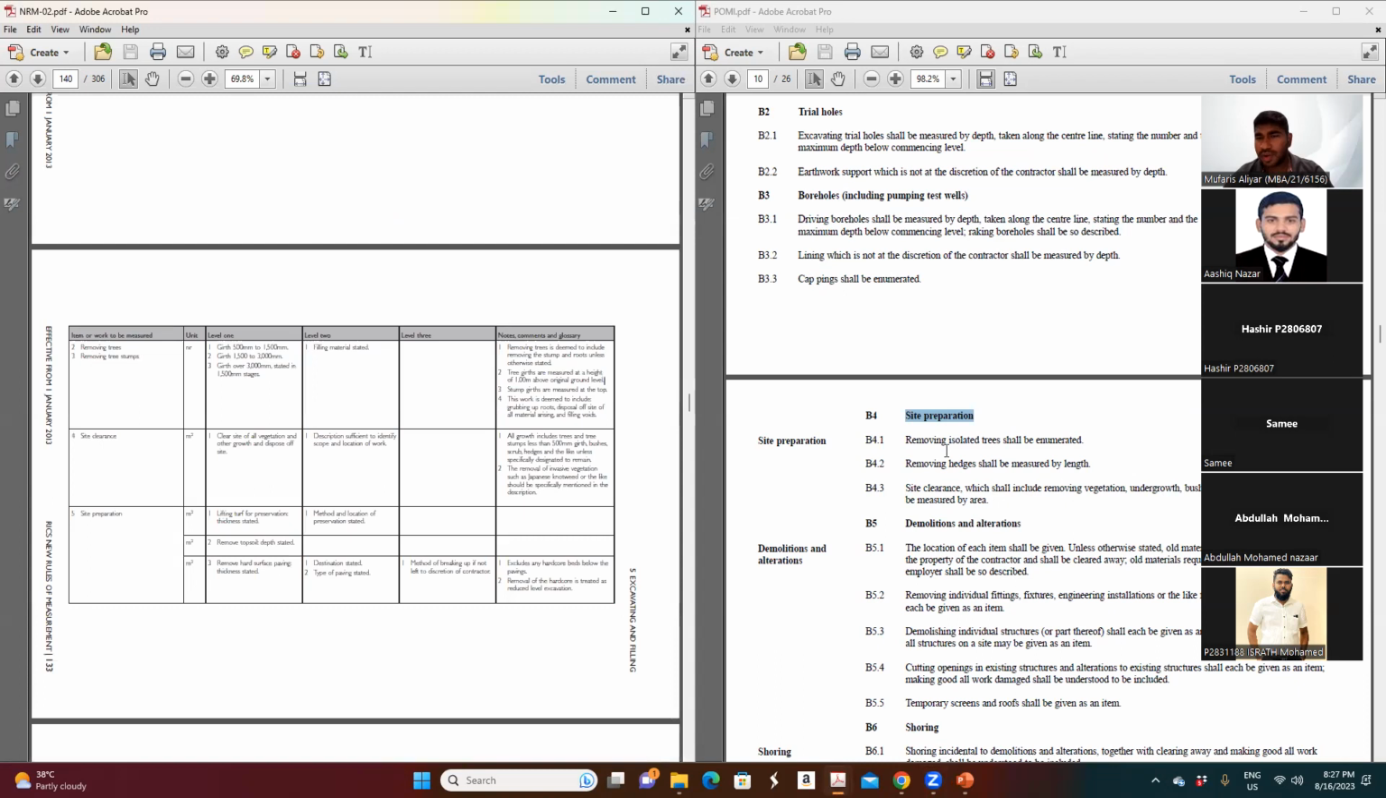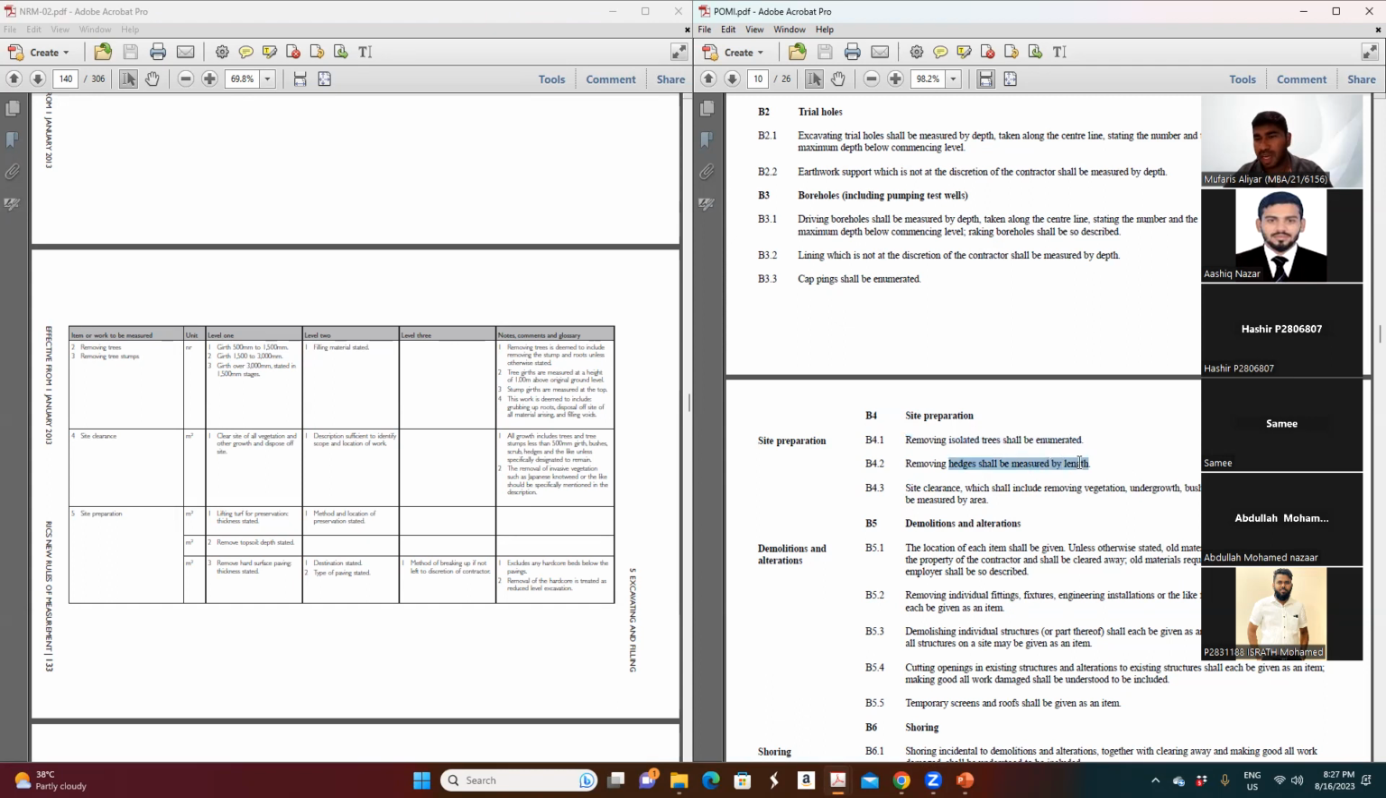Then when you come to the For Me, what did they say? Removing isolated trees shall be enumerated. Removing a tree is counted. You have to count one by one, 1, 2, 3, 4, like this. They didn't tell what the girth should be, or the girth of the stump. They didn't say anything about removing roots or stumps, nothing.